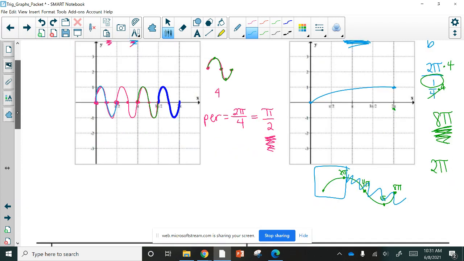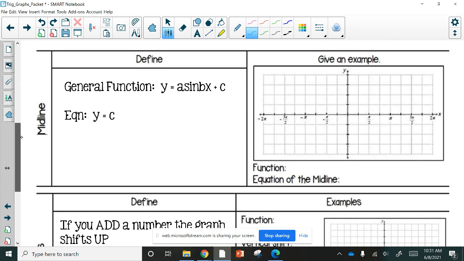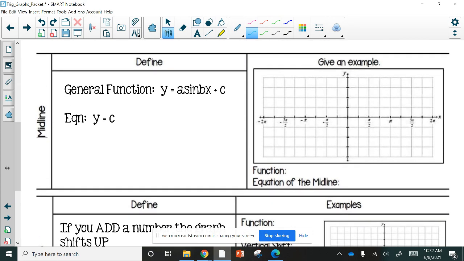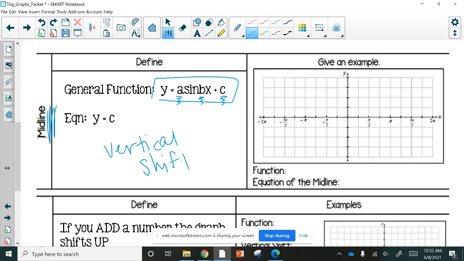All right, moving on. We got to do midline. So again, memorize this: A sine bx plus c. Our key players are A, B, and C going in order. A is in front, B is in the middle, C is at the end. C is our midline. We call C our midline. Okay? So let's look at an example. This goes with a vertical shift, which it says right below, but take 2 seconds and write it here too.